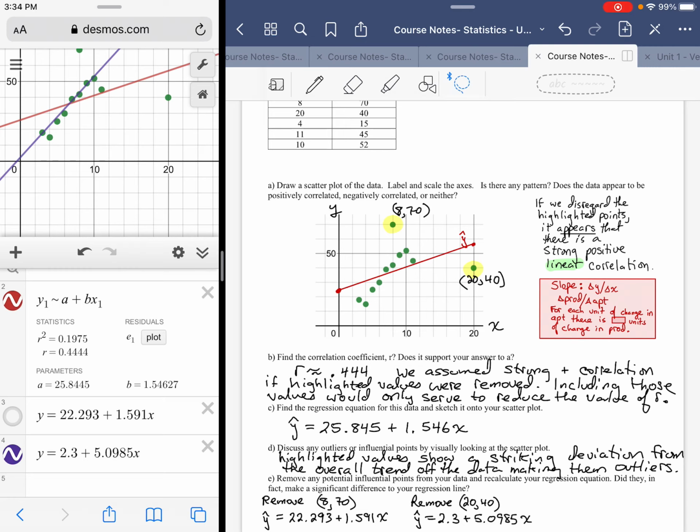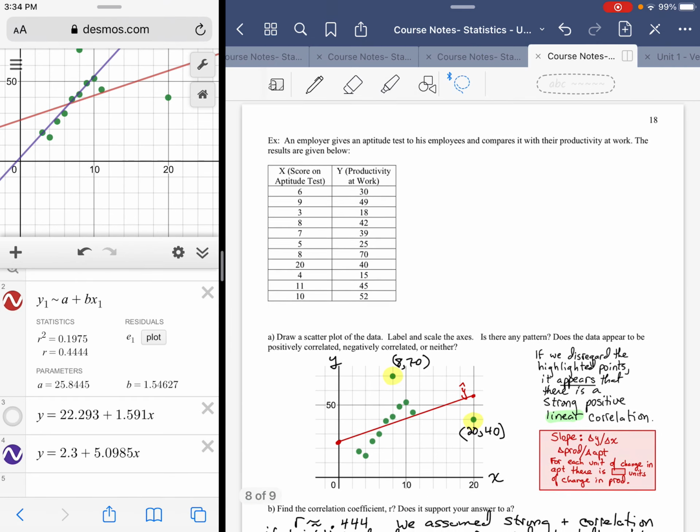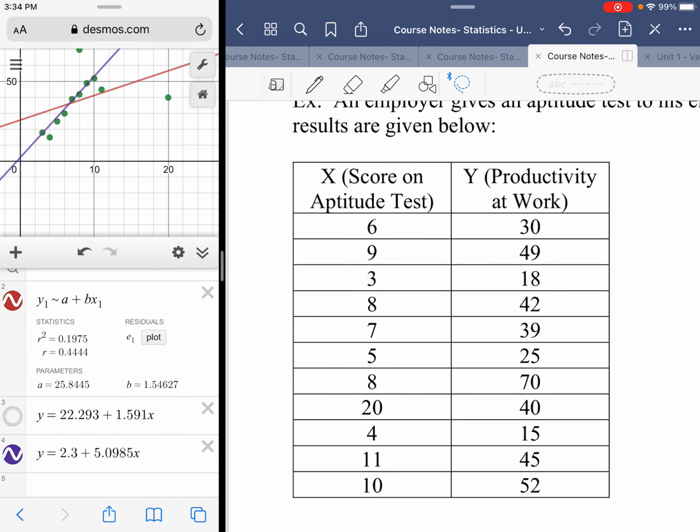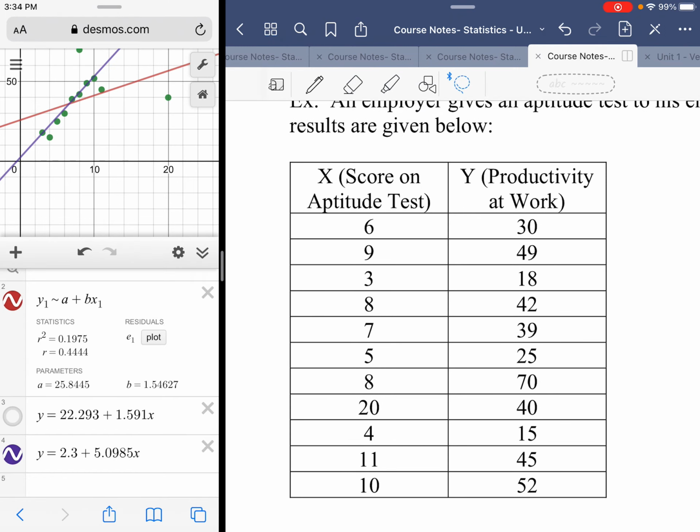Now, if we remove the 870, that is a person who had a low aptitude score, and we don't know what the max is. Was this out of 100? Was this out of 20? We don't know. But the person who had a score of 8 had a really high productivity. The test they took said they weren't going to be that great at this job, or at least not much above average.